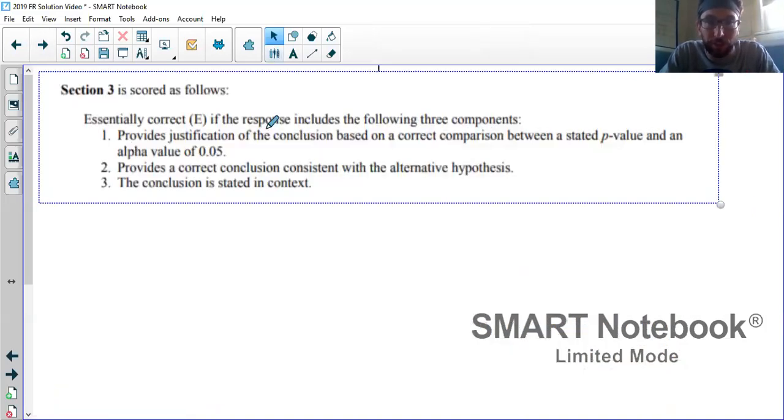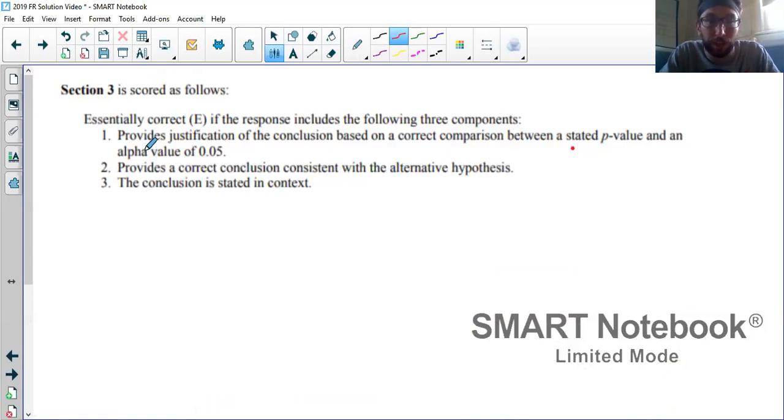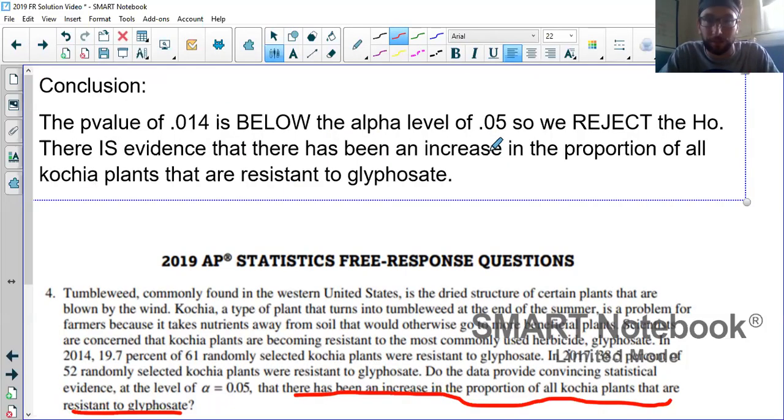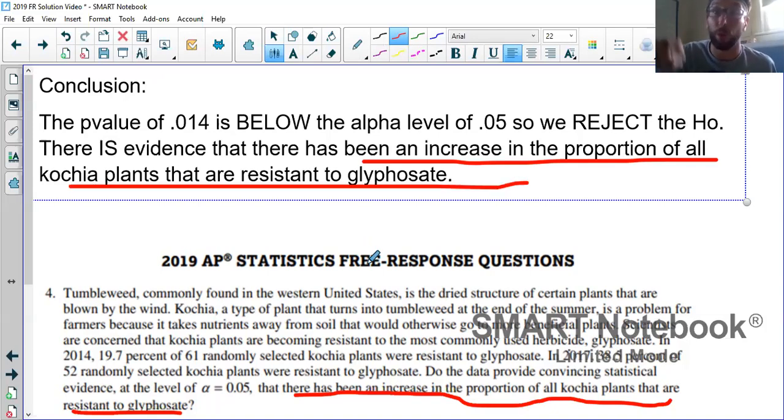So, provides correct justification of the conclusion, comparing p-value and alpha. Done. P-value is below alpha, so we got that. Correct conclusion. Yup. Reject the null. Context. Yup. Just copy out of the question. There is evidence of an increase in the proportion of all cochea plants that are resistant to glyphosate. This is one we can get a perfect score on. I mean, we can get a perfect score on all of them if we come ready for the exam. But this one, we got this.